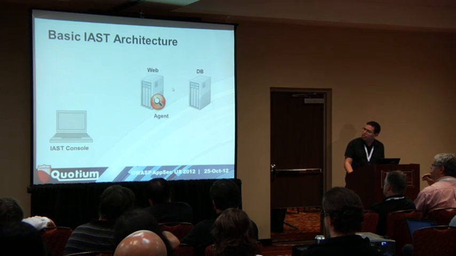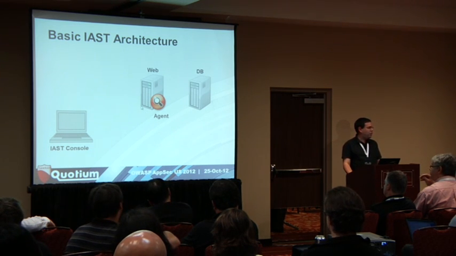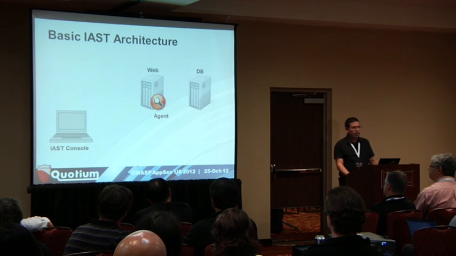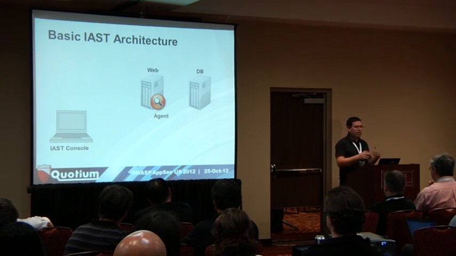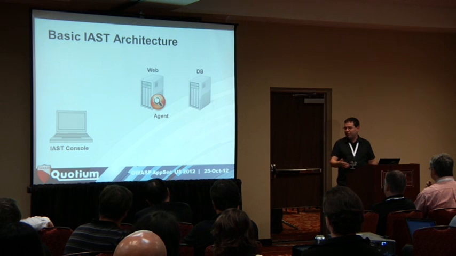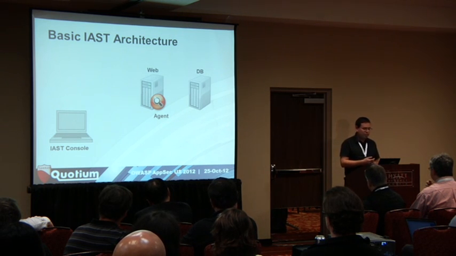So the IAST solution is basically consisted of two parts. There is an agent that sits on the application server and a console that generates HTTP traffic. In some of the IAST solutions out there, they work together. In some, this console can be independent. But there must be something that generates HTTP requests because we analyze the running code. So the code has to run, and it needs to get HTTP requests for that.